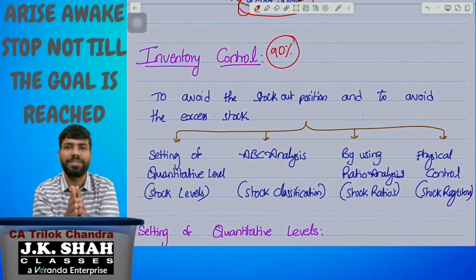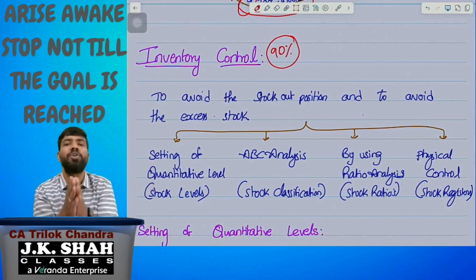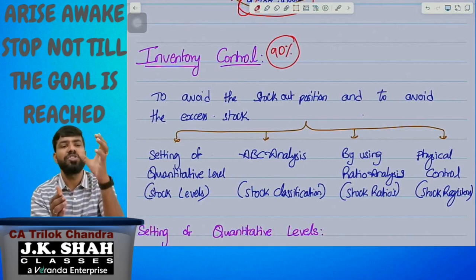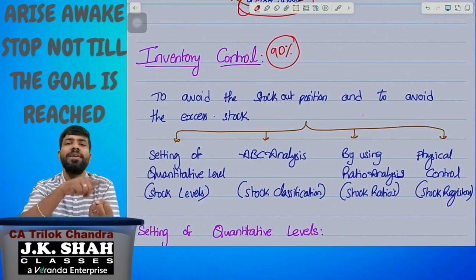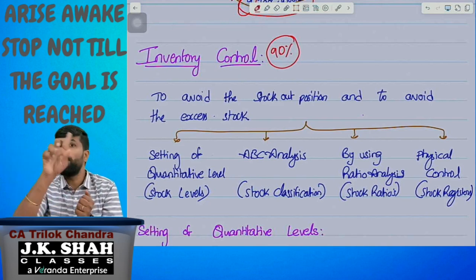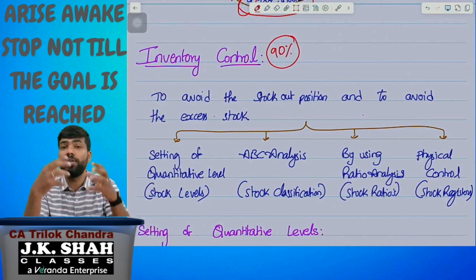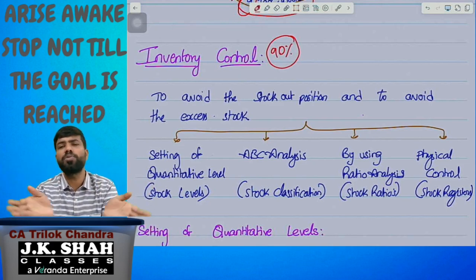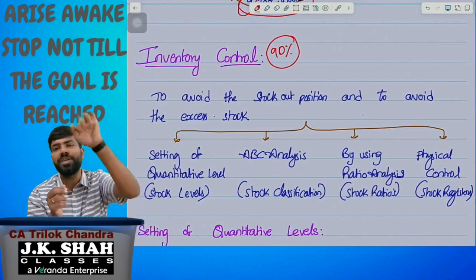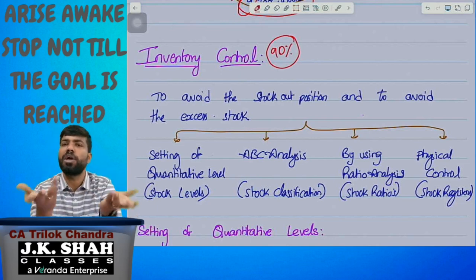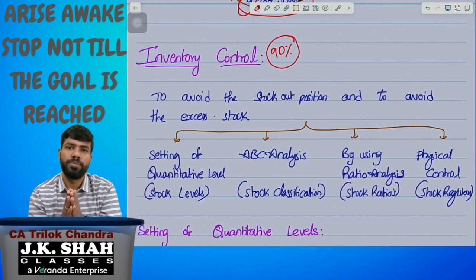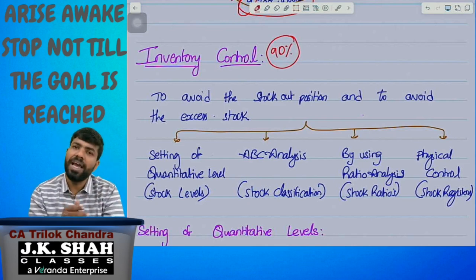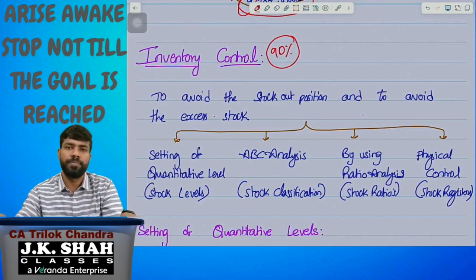So one purpose of inventory control is to maintain stock availability at the time of requirement. According to the requirement, maintain the stock. One more thing, see here, you will get the point. Let us maintain some 1000 kgs extra so that there will be no stock out position. But there should not be any excess stock also. There should not be stock deficiency, as well as there should not be any excess stock.